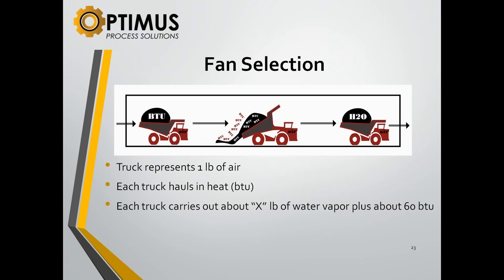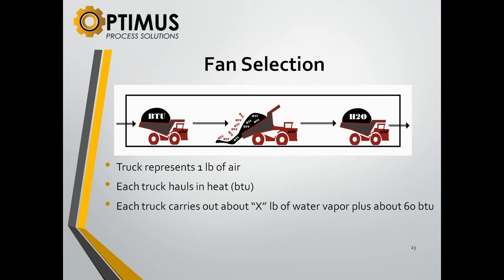Thinking of this another way, for those of you out there who may be shipping your product in trucks or rails or in bulk, we use the symbolism of a truck, and that truck represents 1 pound of air, and it's carrying a specific amount of heat in it, a certain number of BTUs or calories or joules. It's going to bring those into the dryer and dump those out, imparting them into the material, where it's going to heat the material. It's going to heat the water vapor, and then it's going to evaporate the water vapor.